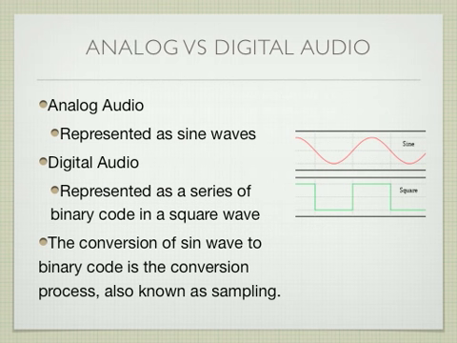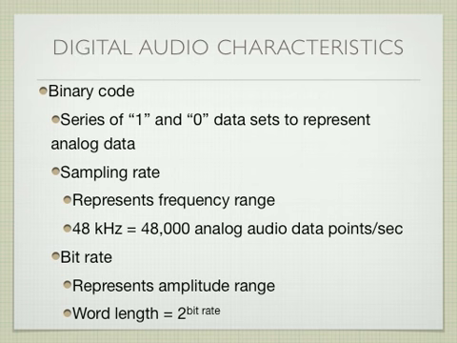The conversion of a sine wave to binary code is the analog to digital conversion process, also known as sampling. What is so different about digital audio as opposed to analog audio? Digital audio is represented as binary code, so basically a series of 1 and 0 data sets to represent sound waves, or compressions and rarefactions, as we have gone through in week 1.